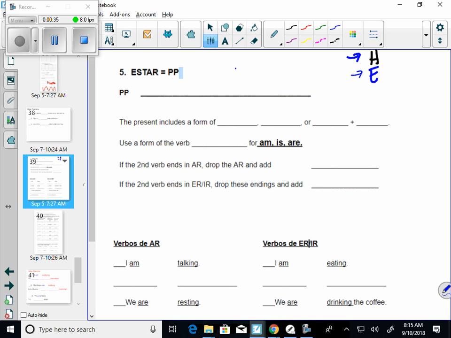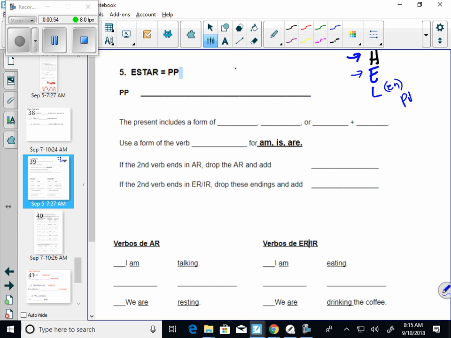Y también, we've also covered the L, places that you are located. Like, I am at school. Estoy, what's that word for at a place? Look at your notes if you don't know. Estoy en la escuela. Estamos en la clase de español.